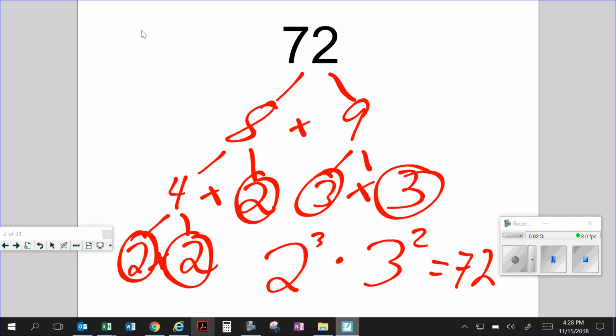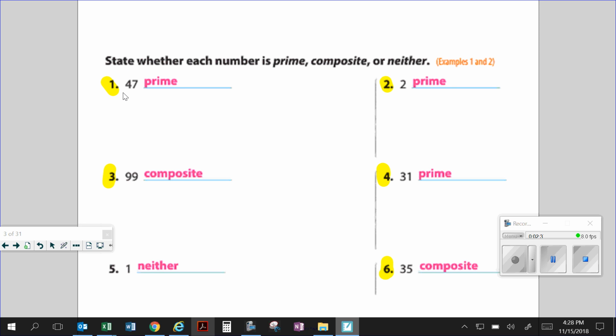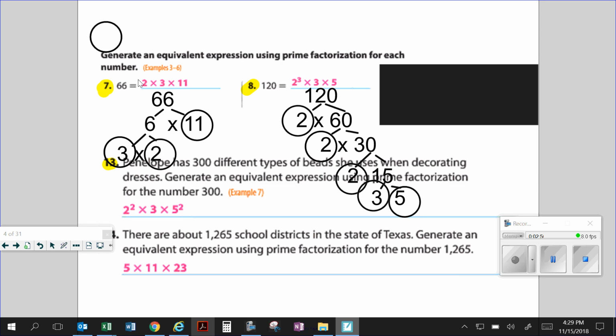So we see number 1 is 47. For number 2, 1 is prime, 2 is prime, 3 is composite, 4 is prime, 5 is neither because it only has one factor, and 6 is composite. Pause it if you need to. Number 7, what are the prime factors? 2 times 3 times 11 makes 66. And here's the reason why. For 120, it's 2 cubed times 3 times 5. Some of you may have written it as 2 times 2 times 2 times 3 times 5, but we prefer to write it using exponents.